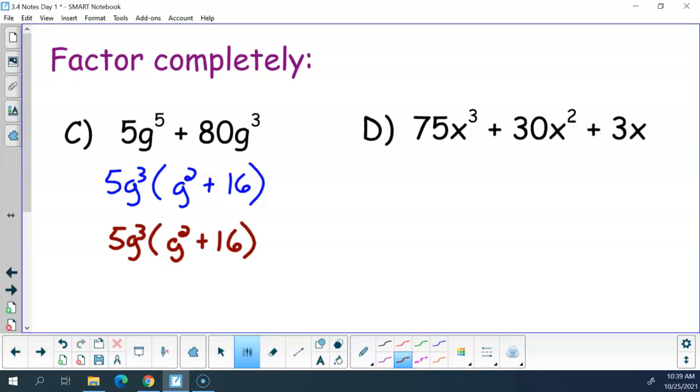Okay? So what if we were subtracting? Then we would go g minus 4, g plus 4. Okay. But it's not. Okay. Greatest common factor, 3x. What's left over?